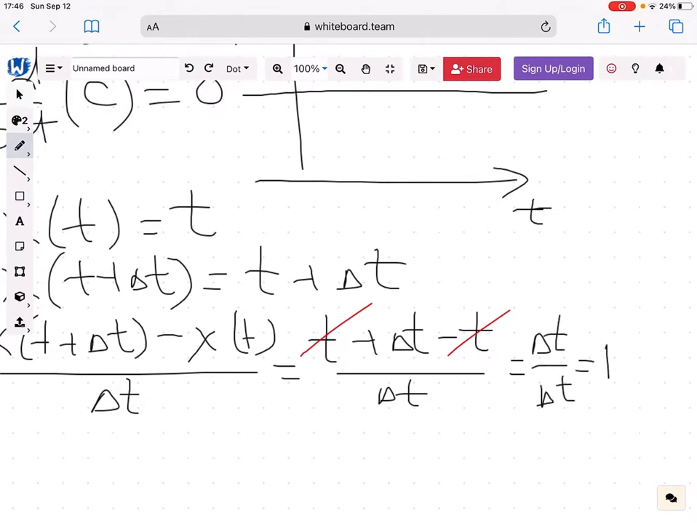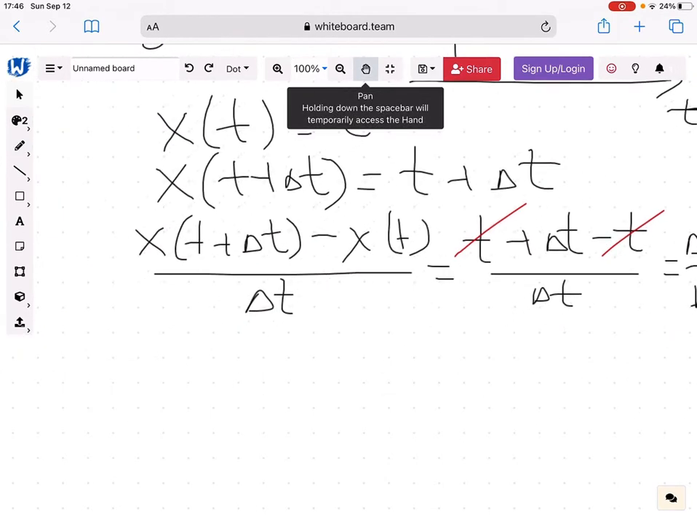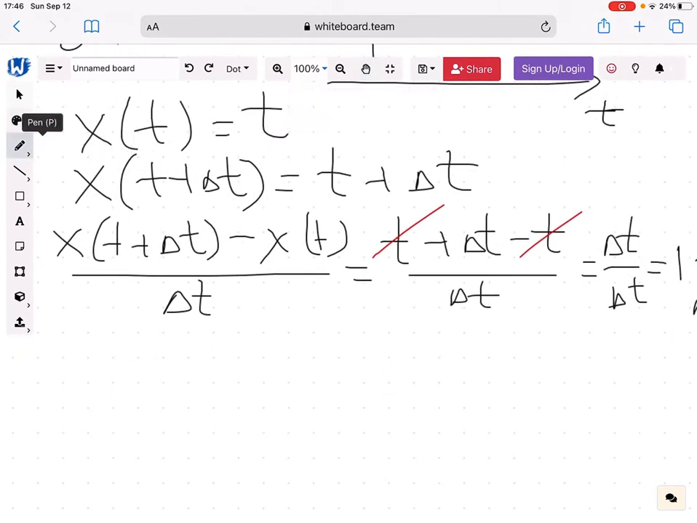Which is 1. So once we calculate this ratio, the next thing we want to do is see where this ratio is going to go when delta t starts going to 0. Well, this ratio is 1, regardless of delta t. So if delta t starts going to 0, it's still going to be 1. So we can write down the following: the derivative of t is 1.